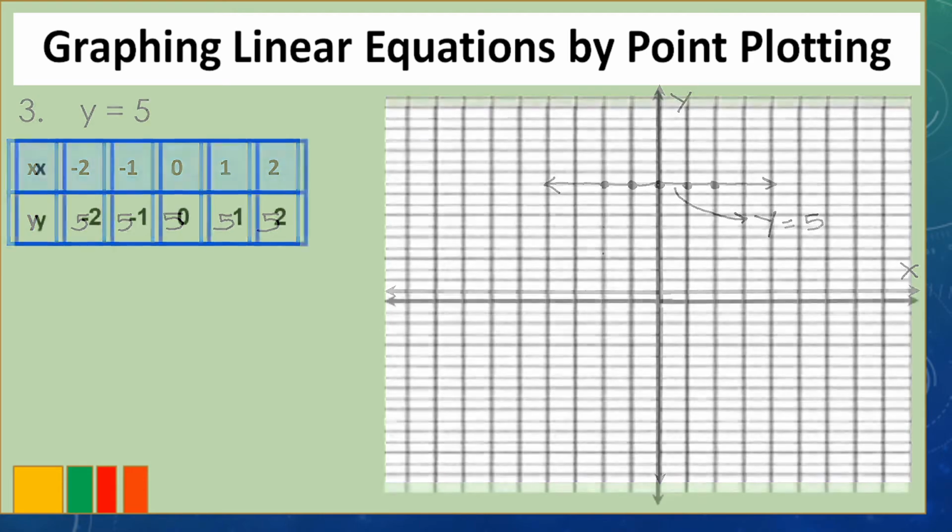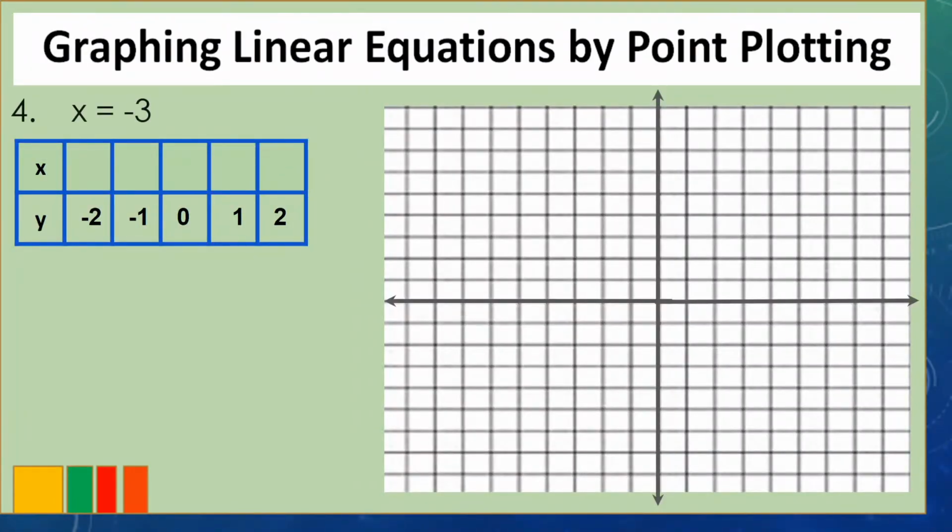Next example, number 4. This time, it is x equals negative 3. Now again, it is telling us that the value of x is negative 3. So all you have to do to complete your table is put the value of x, which is negative 3, in all of them. Just plot the points in our Cartesian plane.